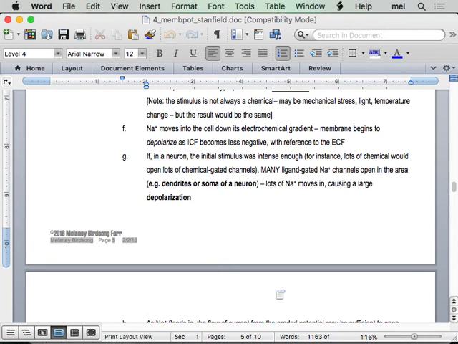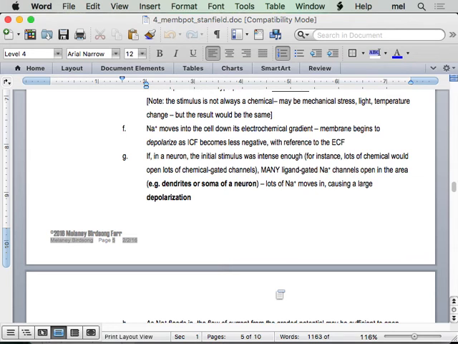So if in a neuron, for instance, and we're going to be talking about electrically excitable tissues, neurons and muscle cells for a while, if in a neuron the initial stimulus was abundant or really strong, like instead of 10 molecules of acetylcholine, you have 10,000 molecules of acetylcholine. If the initial stimulus was intense enough, then you'll open a whole bunch of those channels, right? A whole bunch of ligand-gated channels. And lots of sodium will move in, and it'll cause a big depolarization, right? So it's a boulder in the pond instead of a pebble in the pond.